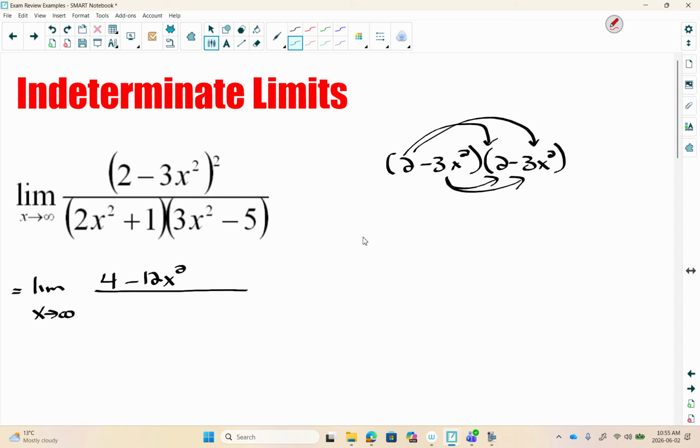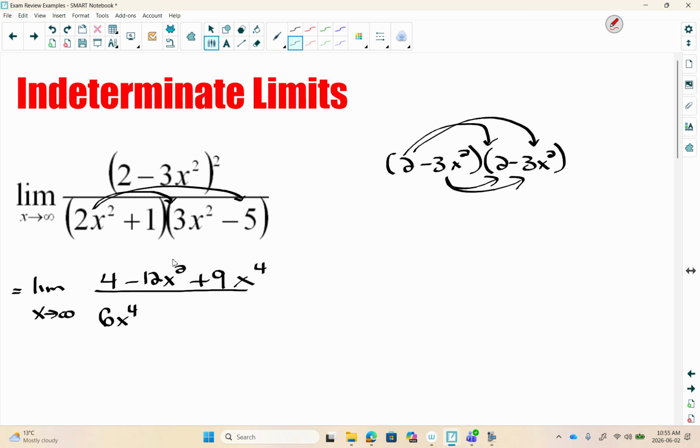What about this? What's -3 times -3? +9. X squared times x squared is x to the 4th. I'll do the same thing on the bottom. I'll expand it. 2 times 3 is 6. X squared times x squared is x to the 4th.